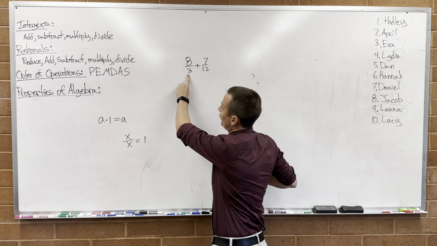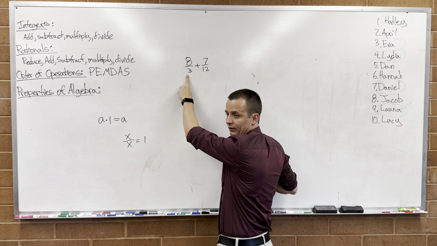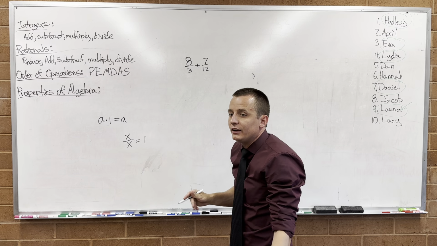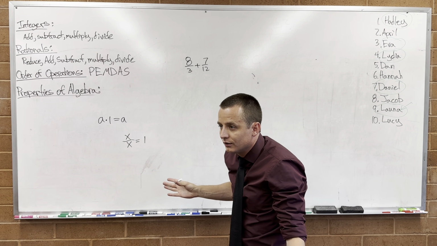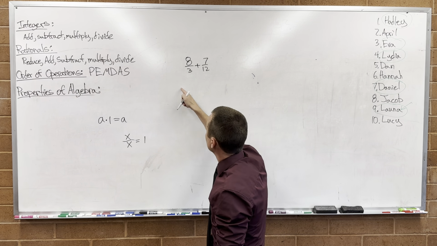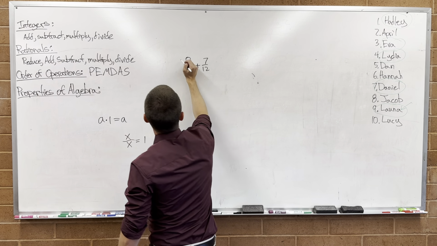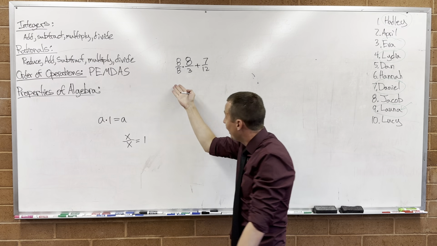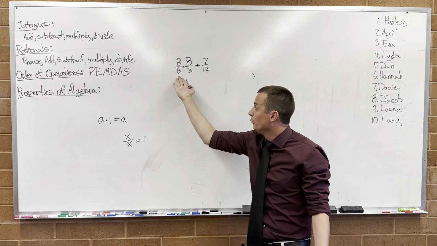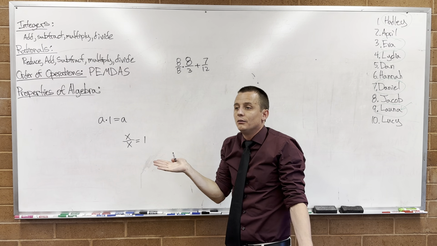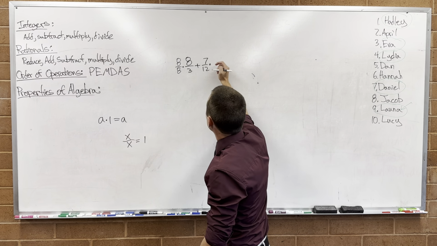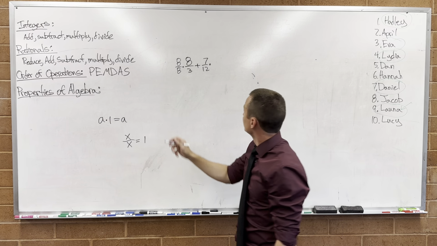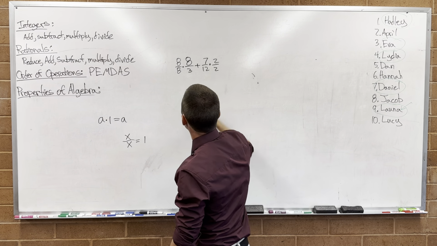So to get 3 to 24, what do I need to multiply by? 8. But I can't just go and multiply that by 8 or I change my expression. I need to multiply this whole thing by 1. So I'm going to multiply it by 8 over 8. And now I haven't changed it. I just took the number and I multiplied it by 1. Right? And over here, what do we need to do to 12 to get it to 24? Multiply by 2. So we multiply this side by 2 over 2.